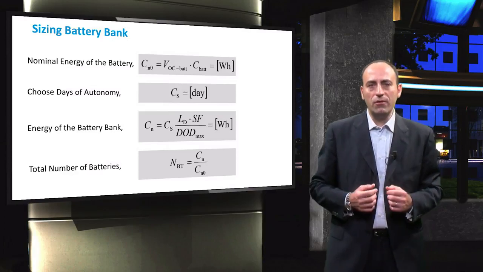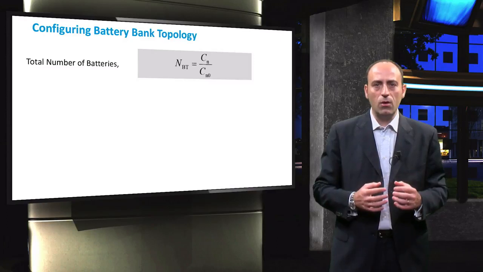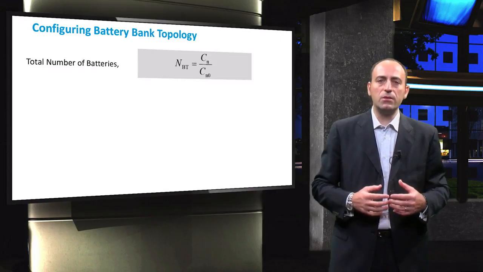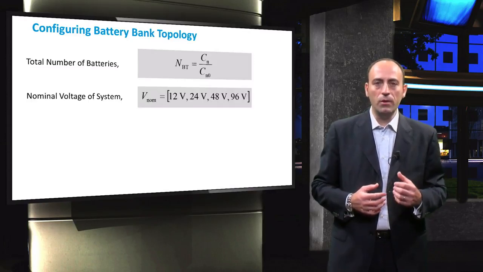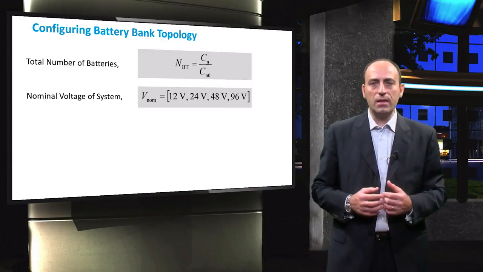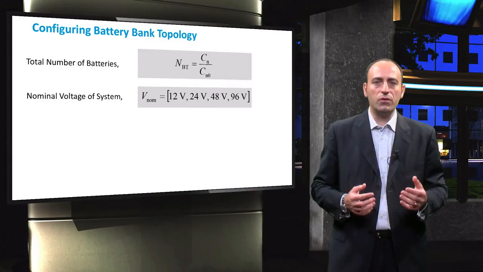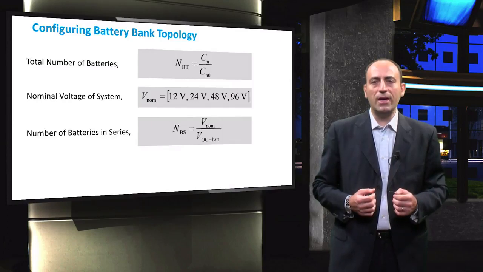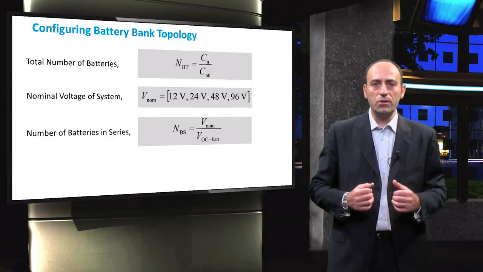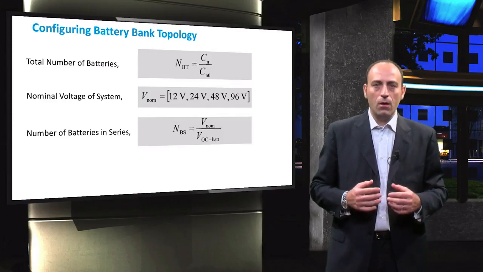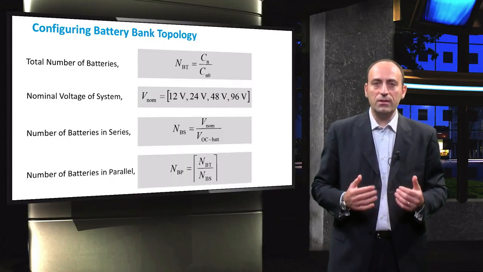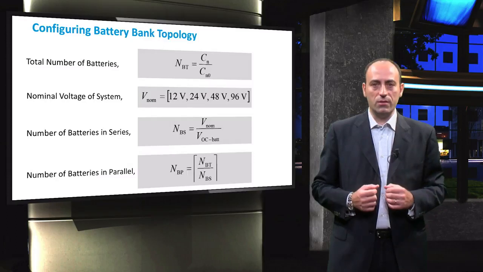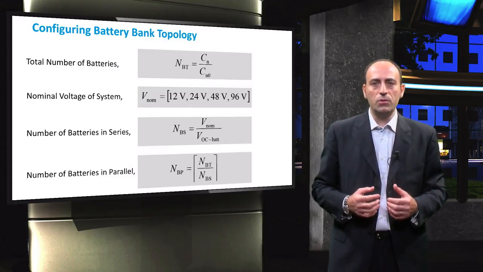Now the topology of the battery bank can be determined, that is, the number of batteries in series and in parallel. For the number of batteries in series, the nominal system voltage, V-nom, is chosen. Values for typical standalone systems are 12, 24, 48 or 96 volts. Then the number of batteries in series is calculated by dividing the nominal system voltage by the open circuit voltage of a single battery. From this, the number of batteries connected in parallel is determined by dividing the total number of required batteries by number of batteries in series. The resulting value is rounded up to the nearest integer.